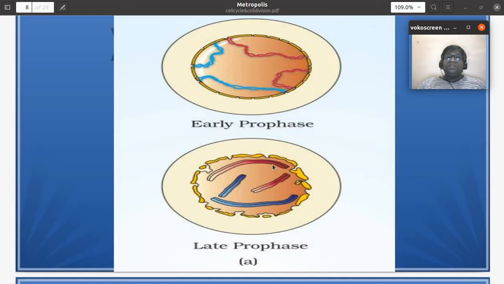So this you can notice, and in the late prophase you can also notice the disappearance of the nuclear membrane and nucleolus. The cytoplasmic organelles like endoplasmic reticulum and Golgi complex all disappear during the late prophase.